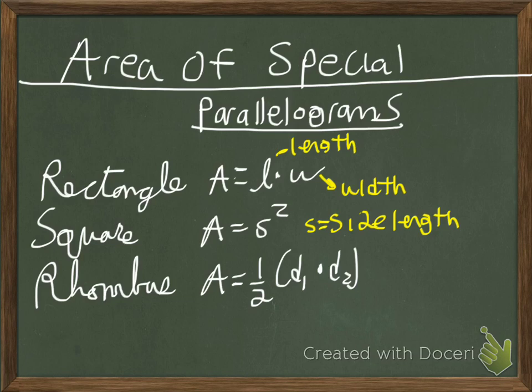And then finally, the rhombus, we have 1/2 diagonal 1 times diagonal 2. We'll talk about that in a different video.